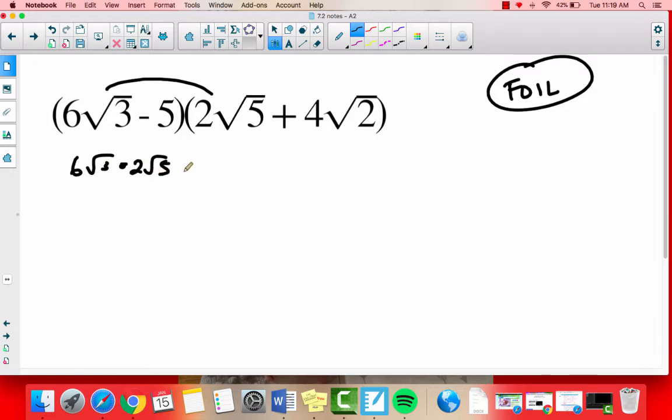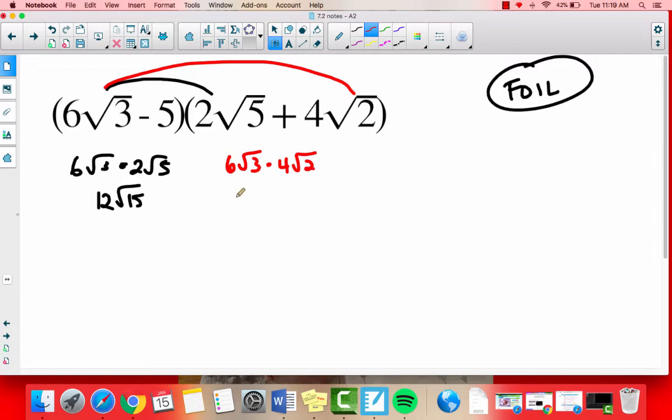Now remember that when we're multiplying, we can multiply the square roots. As long as they're both square roots or both cube roots, we can combine them. So the numbers in front, 6 times 2 is 12, and then root 3 times the root 5 is root 15. So there's the first part. Then I'm going to do the outside 2. So multiply those together, 6 root 3 times 4 root 2. That's going to get us plus a 24 root 6. Okay, then I'm going to do the inside 2.